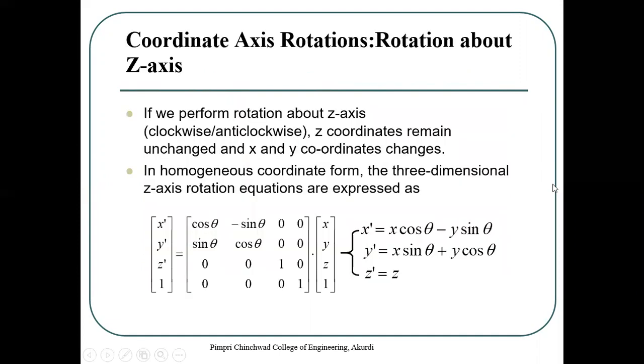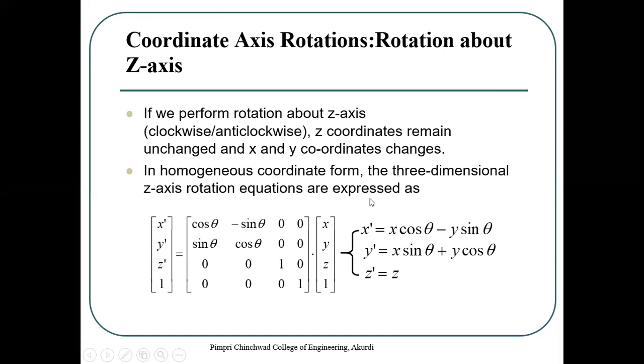The matrix representation for this, that part first we'll see how to perform the mathematical operations. If we perform the rotation about the z-axis in the clockwise and anti-clockwise direction, the z coordinate remains unchanged, and the x and y coordinates change. In homogeneous coordinate form, the three-dimensional z-axis rotation equations are expressed as.